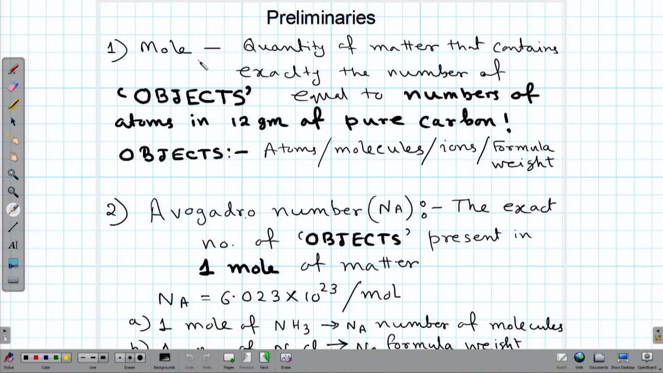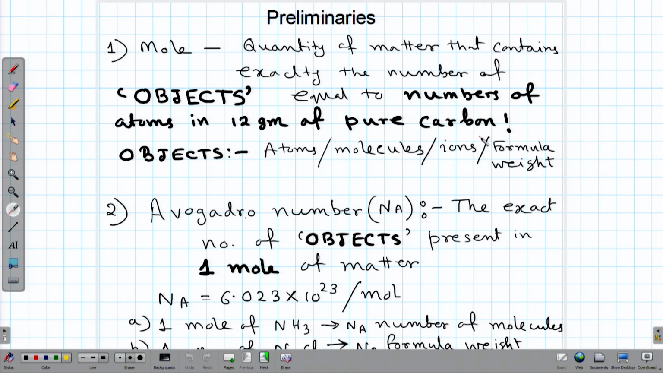Now, what is an object? Object could be anything, object could be atom, object could be molecule, object could be ions, or object could be formula weight, depending on which system we are talking about. Next comes the definition of Avogadro number, the exact number of objects present in 1 mole of matter. In the first definition, we say that the number of objects that is equal to the number of atoms in 12 grams of pure carbon is 1 mole.